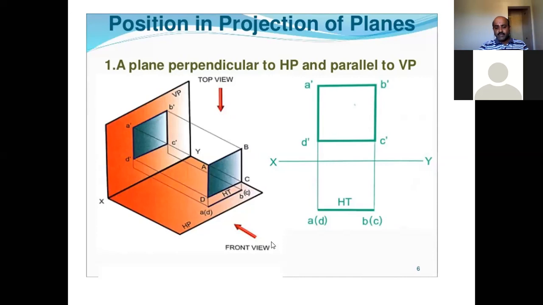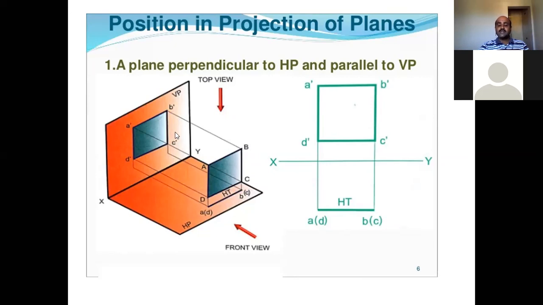And observing from the front view, from the front, you can see the complete square in its true shape and its true size, and that will be projected on a vertical plane. So A dash, B dash, C dash, and D dash. This is what we call a front view.